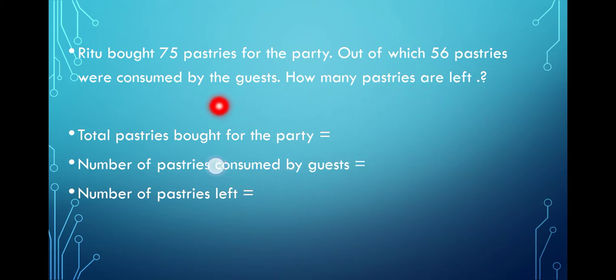So what will you do, children, to find out how many are left? Will you do plus or minus? This much is the total, this much is eaten, and how many are left? As I told you previously also, when you eat something, the amount of items with you becomes less. So when it becomes less, you have to do minus. So let us write now.